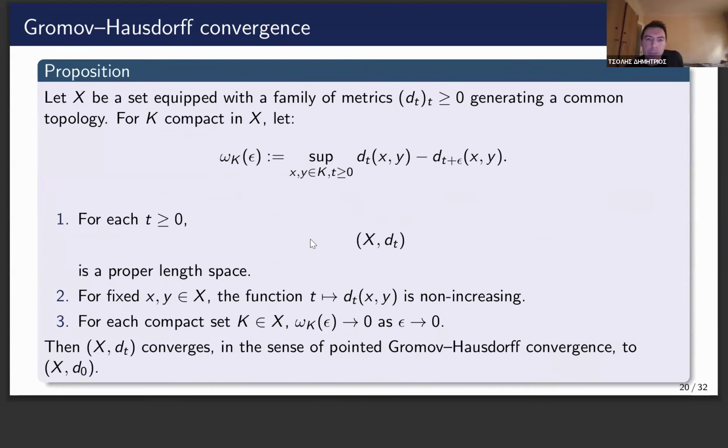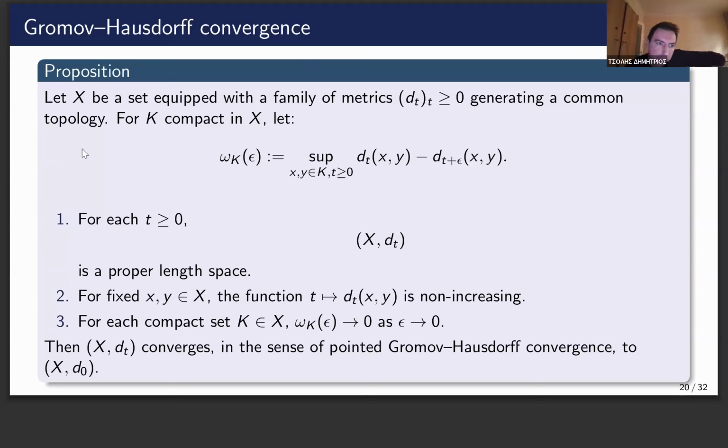So here we have the proposition we need to prove. We want to see essentially how those Riemannian approximations converge to this sub-Riemannian metric. And we start with a set. X is a set equipped with a family of metrics, d_t. And we have a compact set K in X, and we define omega K as this.